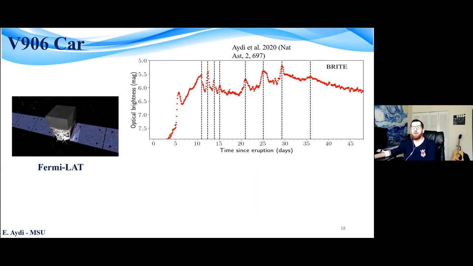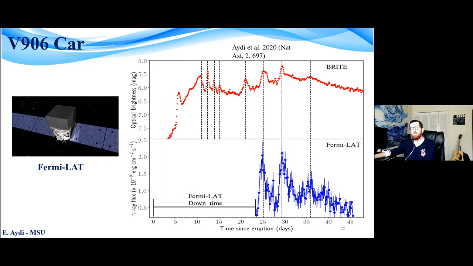Unfortunately, when the nova erupted, Fermi was not observing due to technical issues with solar panels. But when Fermi came back online 23 days after the eruption, this is what we got. Again, the best sampled gamma-ray light curve of a nova to date, showing multiple distinct flares correlated in time with their optical counterparts. And this is huge.